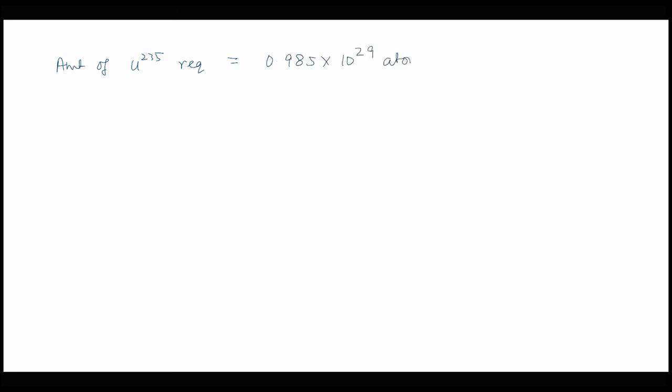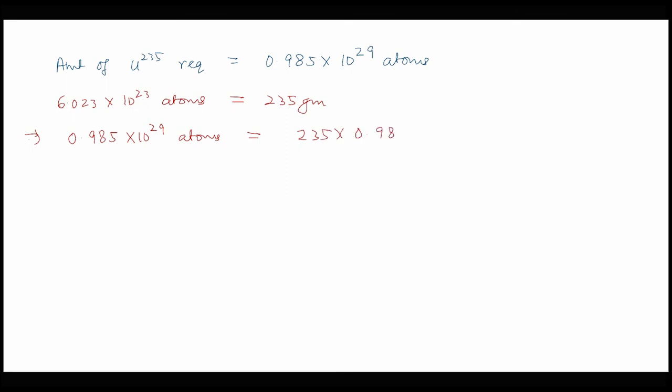So now the question is of simple mole concept. So we can say that 6.023 into 10 to the power 23 atoms of uranium weighs 235 gram. So from here I can say that 0.985 into 10 to the power 29 atoms is going to weigh 235 into 0.985 into 10 to the power 29 divided by 6.023 into 10 to the power 23. So this is the value which will be obtained in gram.